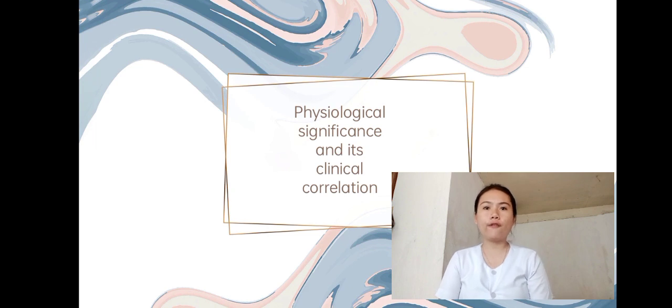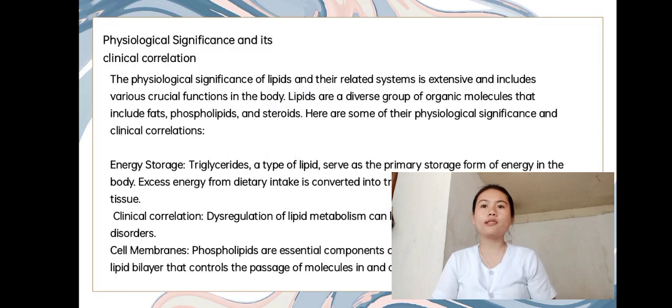Now, let's go to the physiological significance and its clinical correlations. The physiological significance of lipids and other related systems is extensive and includes various crucial functions in the body. So, importante dyan sila kay naa siya role sa atoa ang crucial functions in our body. Lipids are a diverse group of organic molecules that include fats, phospholipids, and steroids. Here are some of their physiological significance and clinical correlations.